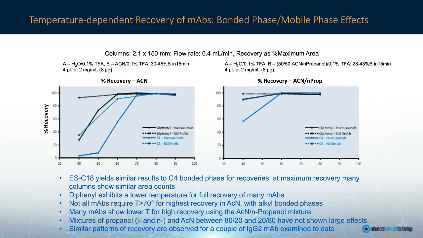The reason why 50% acetonitrile and propanol was chosen for that right panel study was because we didn't notice significant effects by varying the percent composition of the mobile phase. And similar patterns of recovery are observed for IgG2 separations, which were examined.